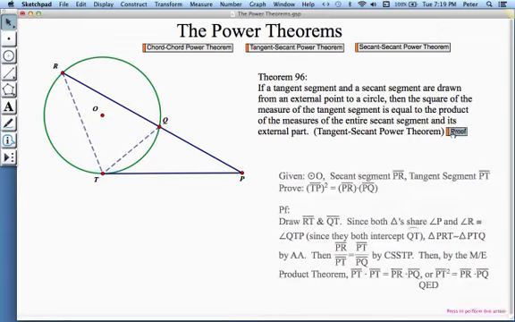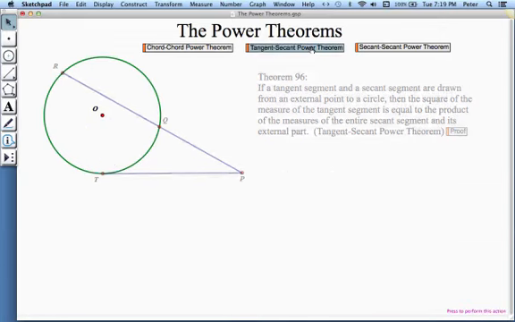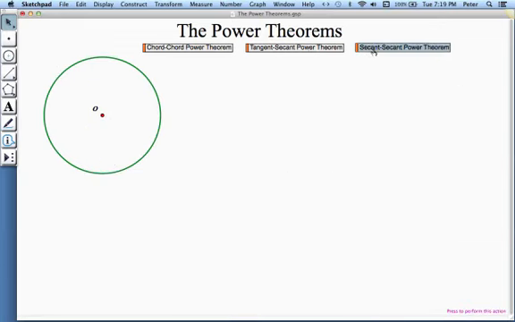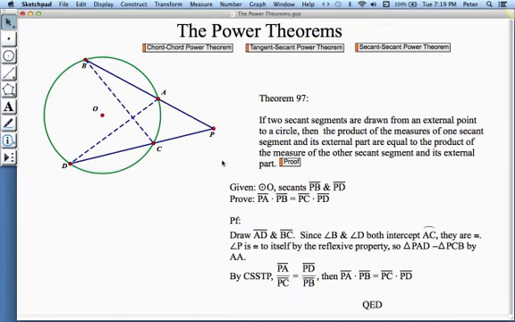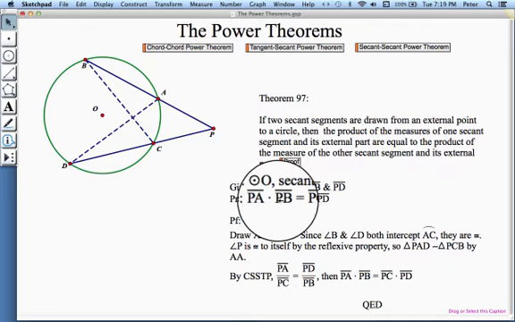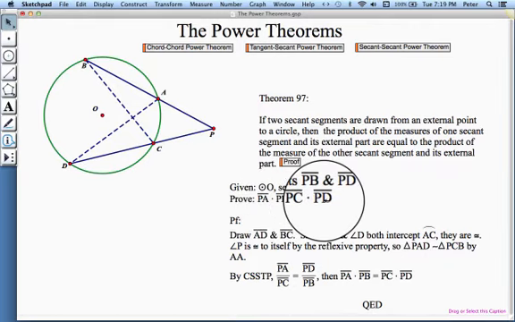Okay, there's one more power theorem to look at, and that's the secant-secant power theorem. And once again, it's not hard to see where it gets its name. It's based on two secants being drawn from a point outside the circle. This time we'll see that the external part of each secant times the whole are congruent. So PA times PB equals PC times PD. Let's take a look at how they got that.